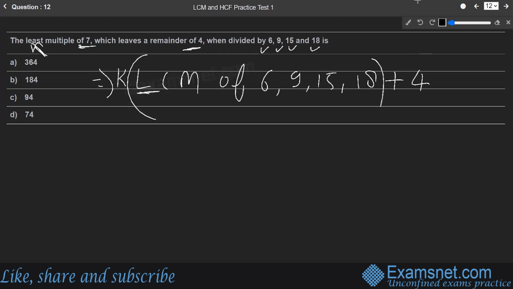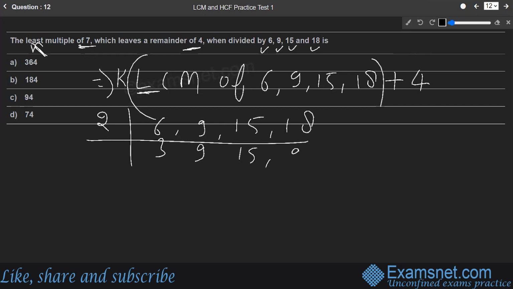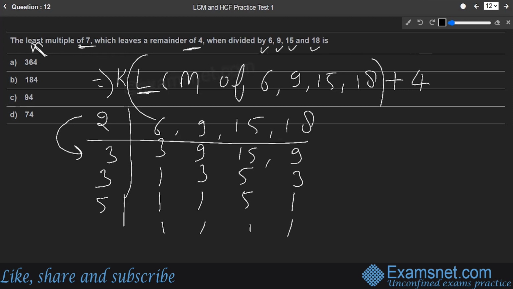First of all, we're going to find the LCM of 6, 9, 15 and 18. We can divide some of the numbers by 2. So it's going to be 3, 9, 15 and 9. Then we can divide by 3, and again by 3. So it's going to be 1, 1, 5 and 1. Then 5 can be used, and we get 1, 1, 1, 1. So the LCM of these numbers is the product of 2 into 3 into 3 into 5, which comes out to be 90. So clearly the LCM value is 90.